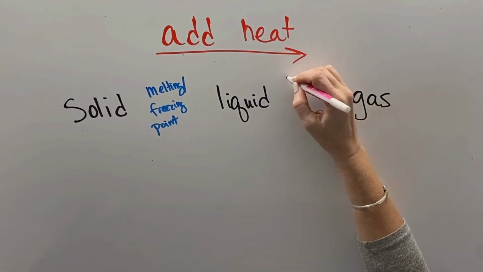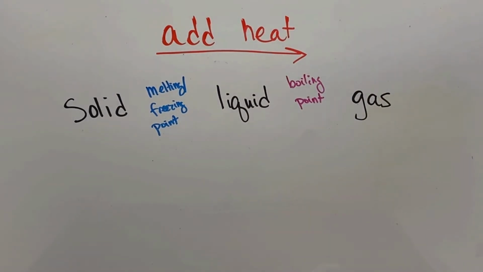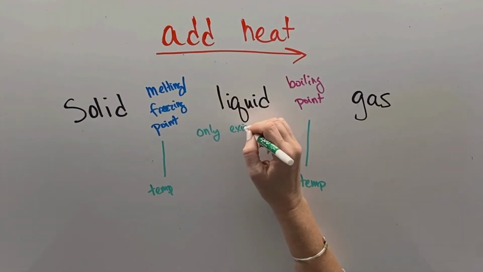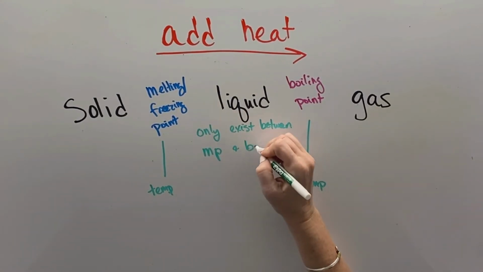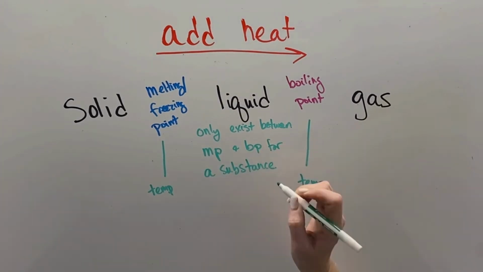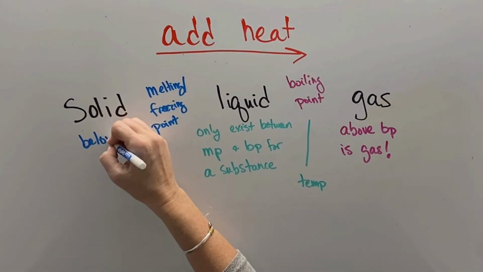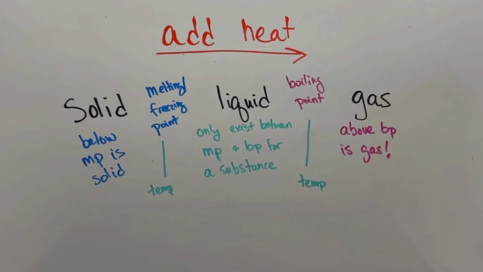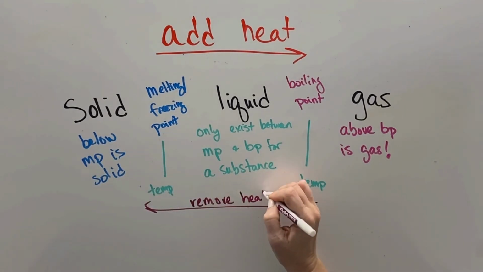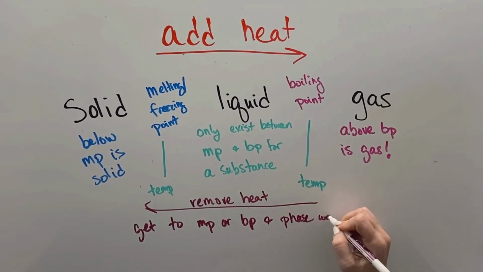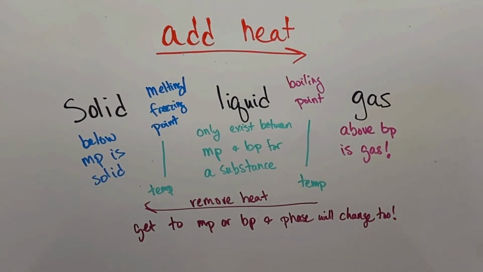So solid, liquid to gas, right? As we add heat, the solid will reach that melting point, which is the temperature that it turns to a liquid. If you add heat to a liquid, it will reach the boiling point, which is the temperature that it will turn to a gas. So liquids only exist between the melting and the boiling point for any given substance. Gases are things that are above the boiling point, and solids are when the substance is below its melting point. So if we remove heat from a substance, then if we get to a boiling point, it will turn into a liquid. If we get to a melting point, it will turn into a solid, right? So the phase changes happen at those two temperatures for a given substance.